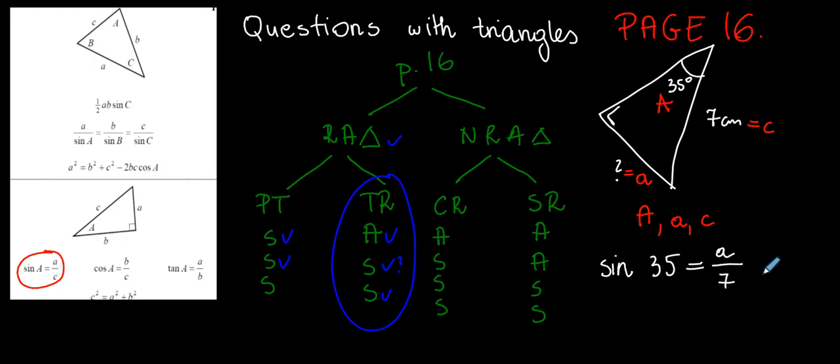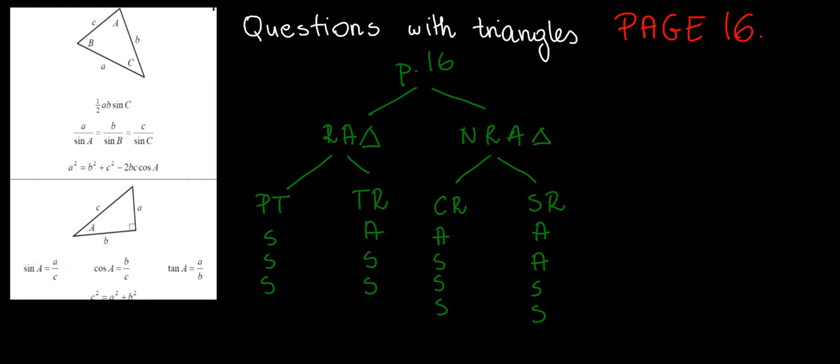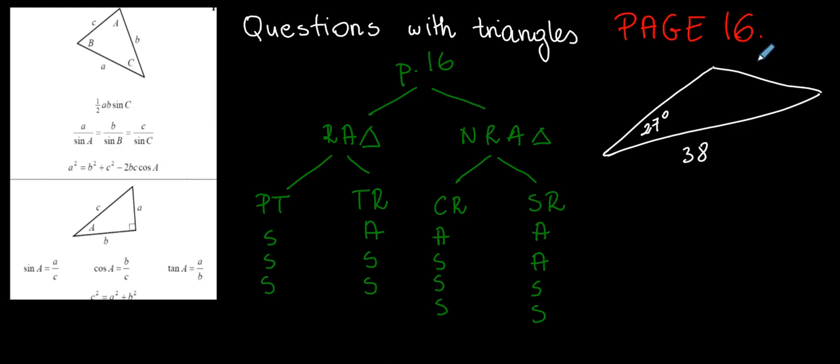Right, so what about if it is not a right angle triangle? Let's say that we have some sort of triangle, and we have a side 38, a 27 degree angle, and the other side we're going to give as 20. So again, this is the side we are looking for. We don't have any other information. It's not a right angle triangle. We need to find the side.